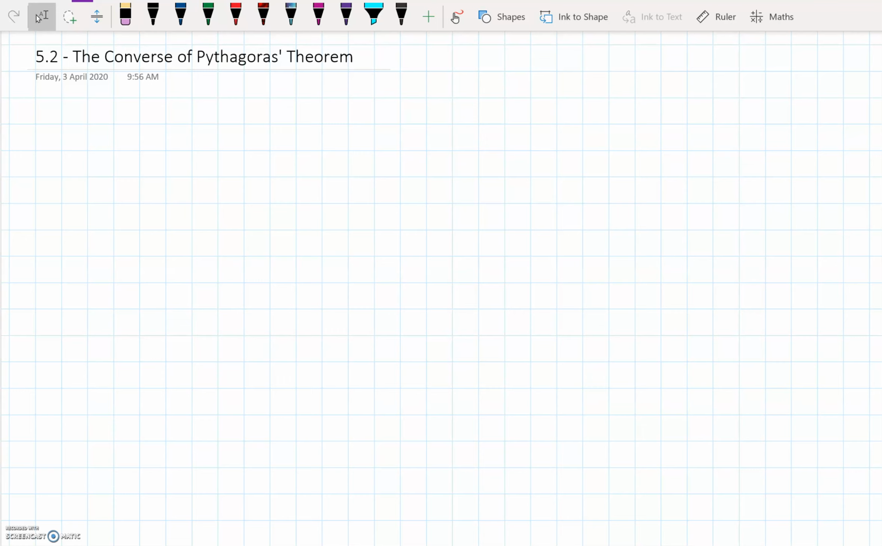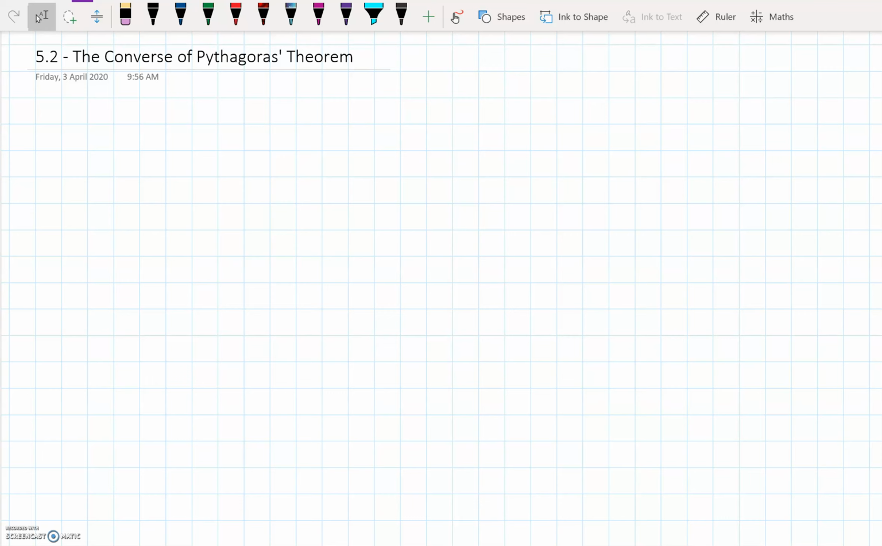Okay guys, what we're going to do now is look at what we call the converse of Pythagoras' theorem. The word converse, you see that sort of build up of a word quite frequently in maths. In the past we've used the word reverse, we've used inverse, and you might have noticed that they always have something to do with going backwards or reversing something. And that's the same with the word converse.